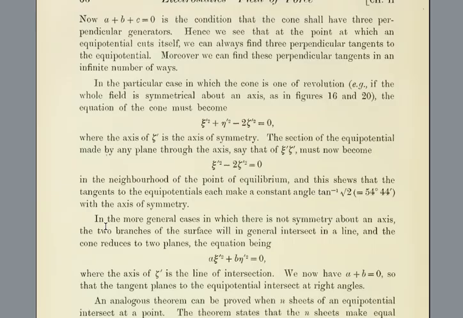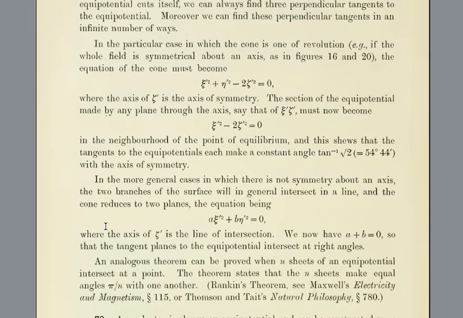The section of the equipotential made by any plane through the axis, say that of eta zeta, must now become a hyperbola in the neighborhood of the point of equilibrium. This shows that the tangents to the equipotentials each make a constant angle of 54 degrees 44 minutes with the axis of symmetry.